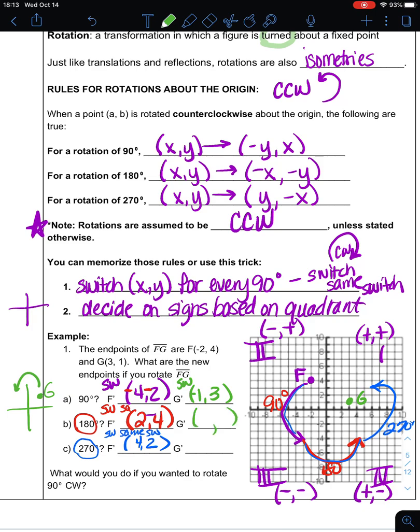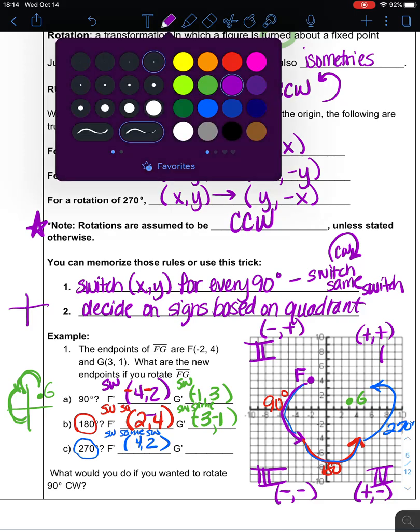Okay, 180 degrees. Again, G starts in quadrant 1. I'm going to switch, same. You don't have to write the switch, same. I just am writing it so that you can see what I'm doing. So switch, same. So I'm going to leave them in the same order that they were in, 3, 1. I went from quadrant 1 to quadrant 3, and the signs are negative, negative in quadrant 3.